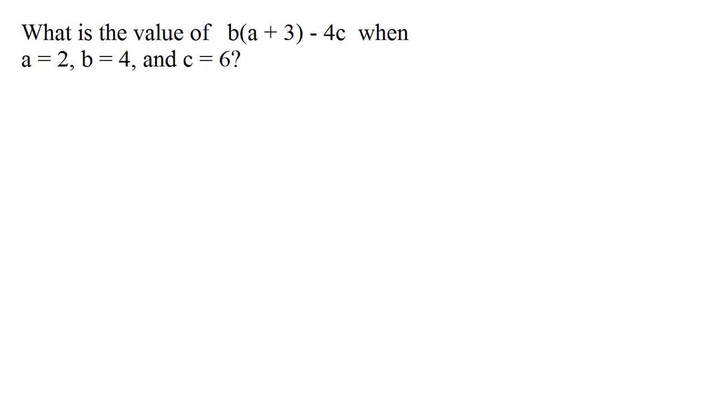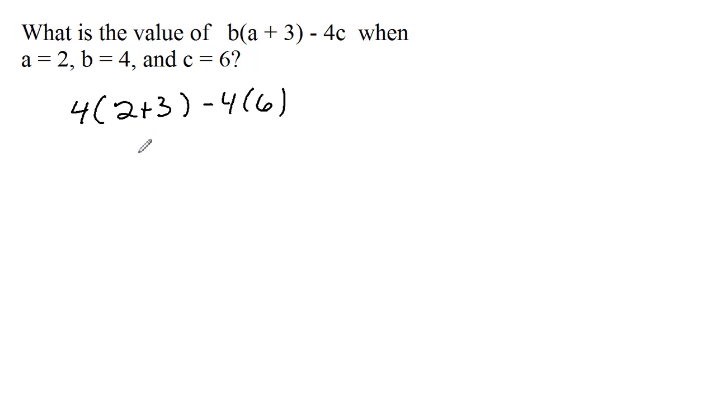Working the first problem, what is the value of b(a + 3) - 4c when a equals 2, b equals 4, and c equals 6? First, I'm just going to substitute in our values again. So we'll have 4(2 + 3) - 4 times 6. So first we're going to address what's in our parentheses.